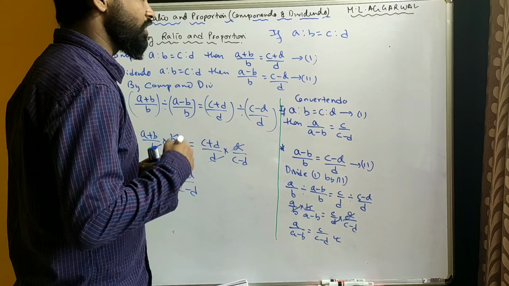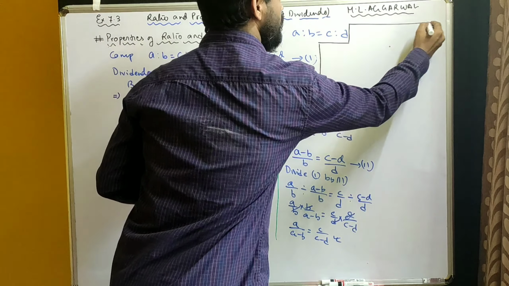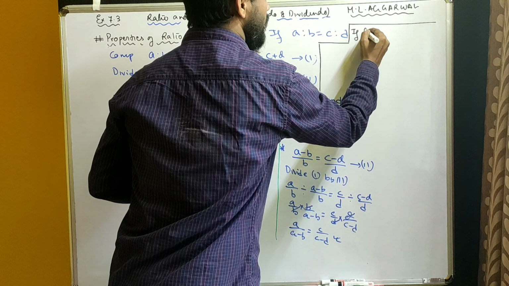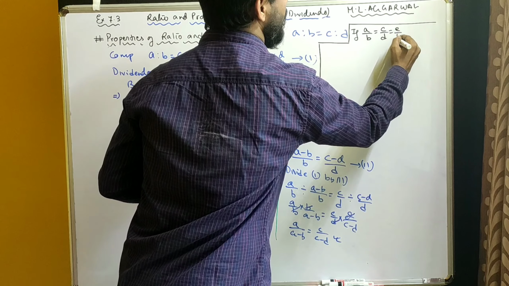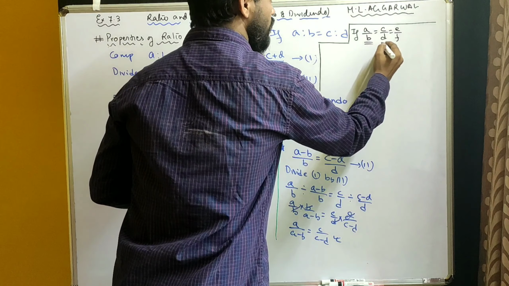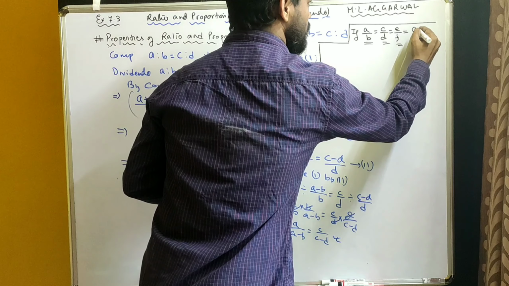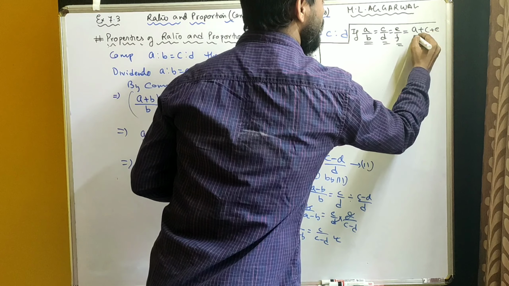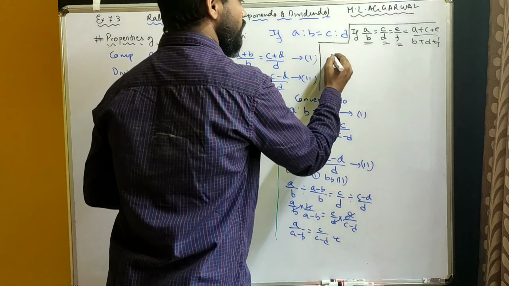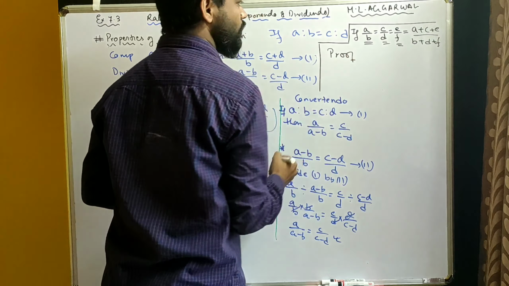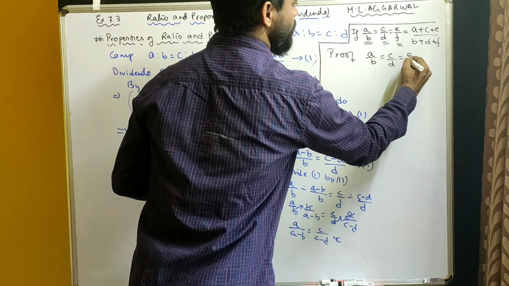Now look at one more property which we have discussed earlier only. Look carefully. If A by B is equal to C by D is equal to E by F, then each of the ratios will be equal to the sum of the numerators by the sum of the denominators. We have already proved it, but still I'll prove one more time. Now A by B equals C by D equals E by F.